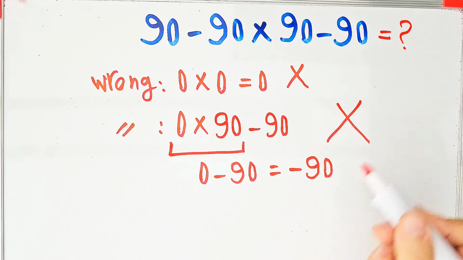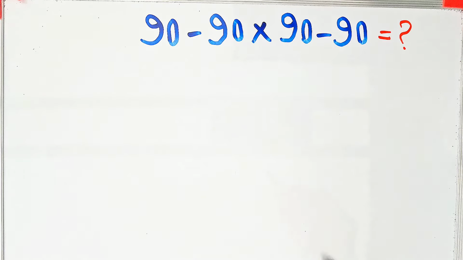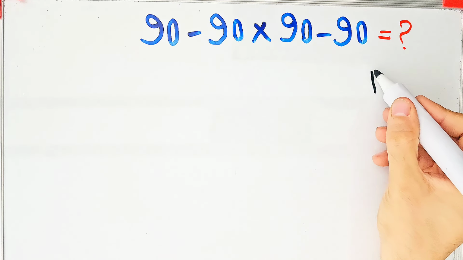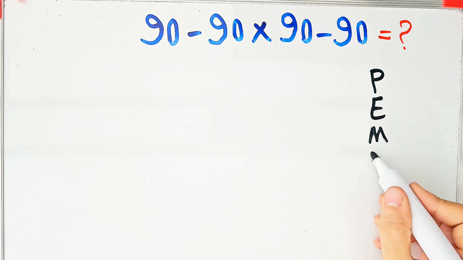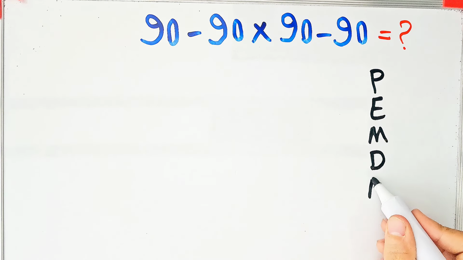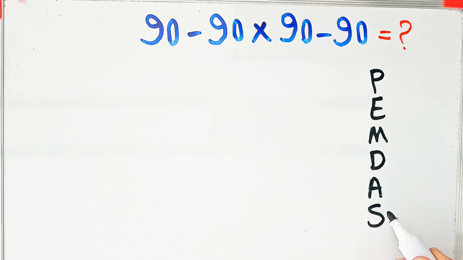Let's solve this question step by step together. To solve this question, we need to follow the order of operations, which is PEMDAS. PEMDAS shows the priority of the mathematical operations. If you don't pay attention to this rule, you get the wrong answer.